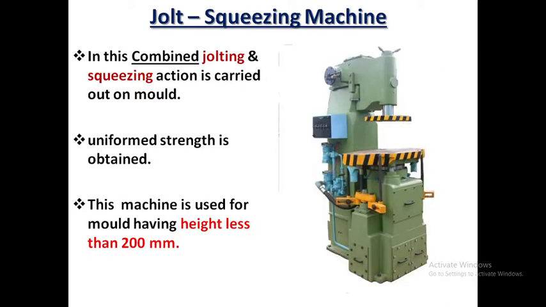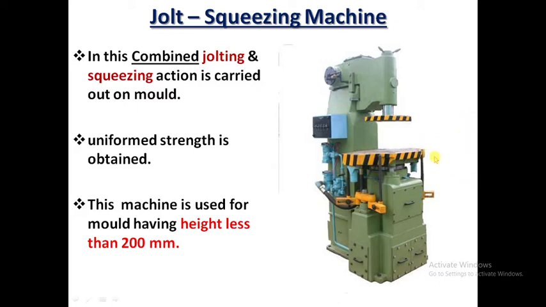And the third one is the jolt and squeeze machine. This is the combination of jolting and squeezing. It is often used to produce more uniform density throughout the mold. A match plate pattern is positioned between the cope and drag sections of a flask, and the assembly is placed upside down on the molding machine. A parting compound is sprinkled on the pattern and the top section of the flask is filled with sand.